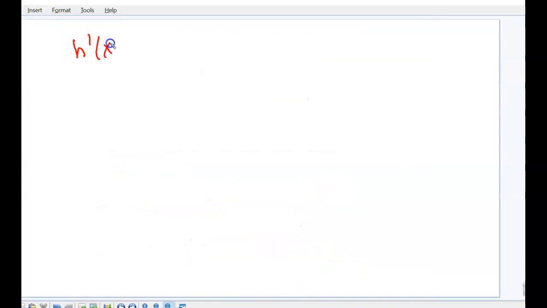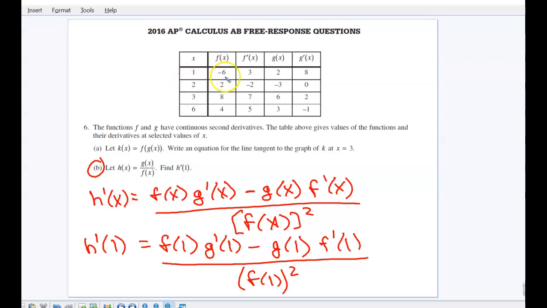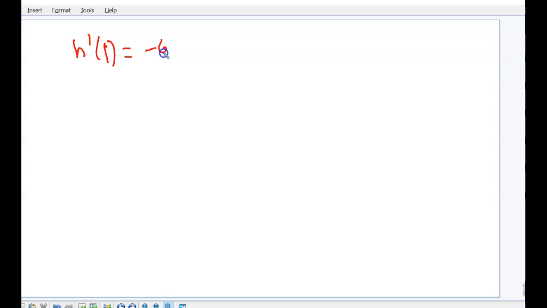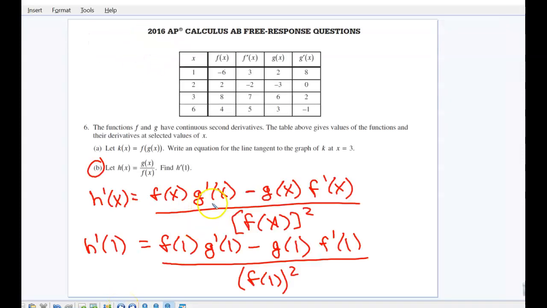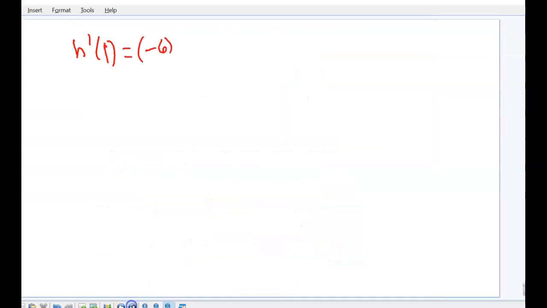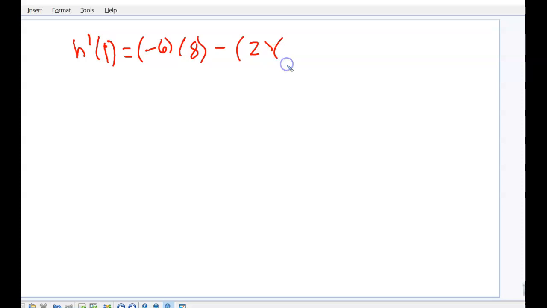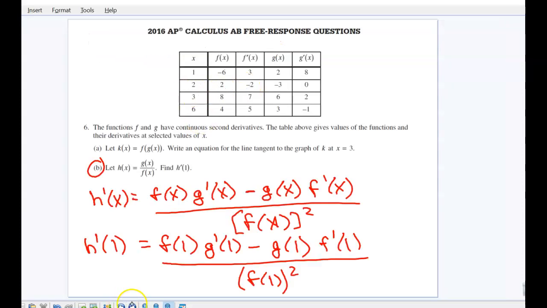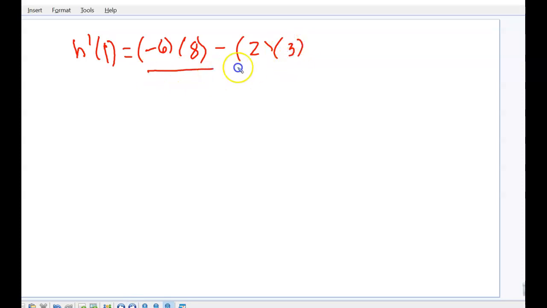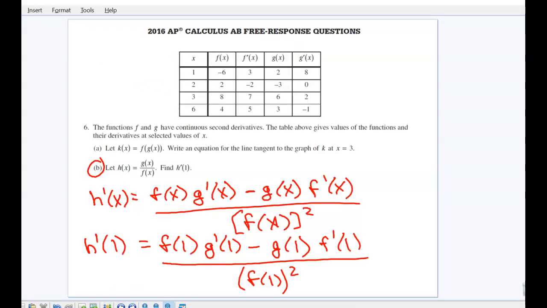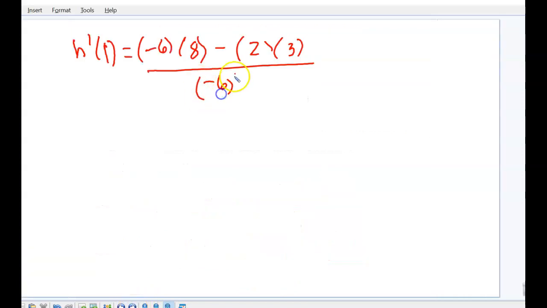So therefore, h prime of 1 is going to equal f of 1, which is negative 6, times g prime of 1, and g prime of 1 is equal to 8, minus g of 1, which is equal to 2, times f prime of 1, which is equal to 3. This is all over f of 1 squared, and f of 1, again, is negative 6, all squared.